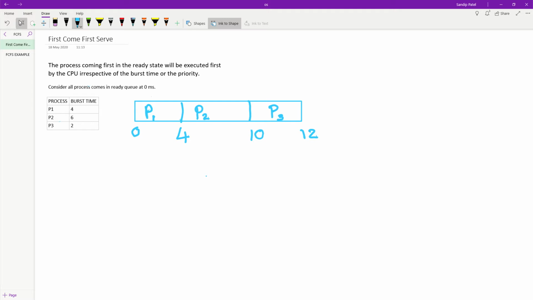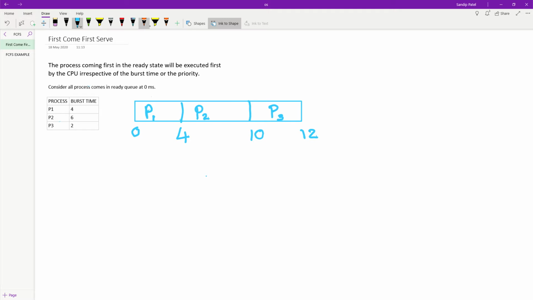Now next, for each and every algorithm we have to find out the waiting time as well as the turnaround time. So we start finding the waiting time for each of the processes individually, then finding the average waiting time. Same way, turnaround time we will find out. So we will start with the waiting time, okay.